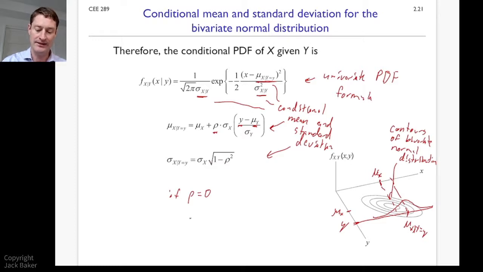So in that case, the mean value of x given y is just the mean value of x, and the standard deviation of x given y is just the original standard deviation of x. Okay? So if the means and the standard deviations are unmodified, and the distribution is still normal, that means that the conditioning on the y didn't change my answer for x. All right, and we'll explore that just a little bit more in the next slide.